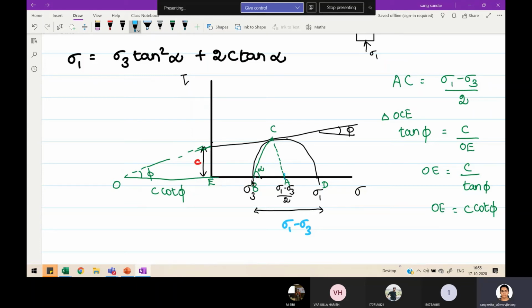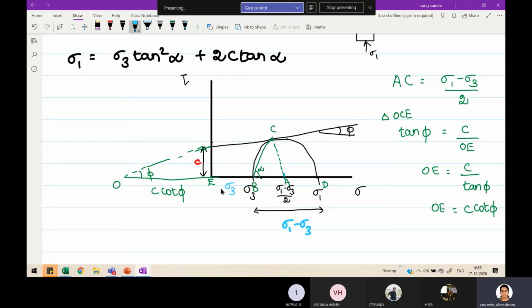This is 0. If there is a number 3 here, what is EB's length? 3 minus 0, that is 3. So here it is sigma 3, and here it is 0. Then what comes here? Sigma 3 will be there. So this is C cot phi and this is sigma 3, and you already know what BA is, because BA is the radius of Mohr's circle, which is sigma 1 minus sigma 3 by 2.